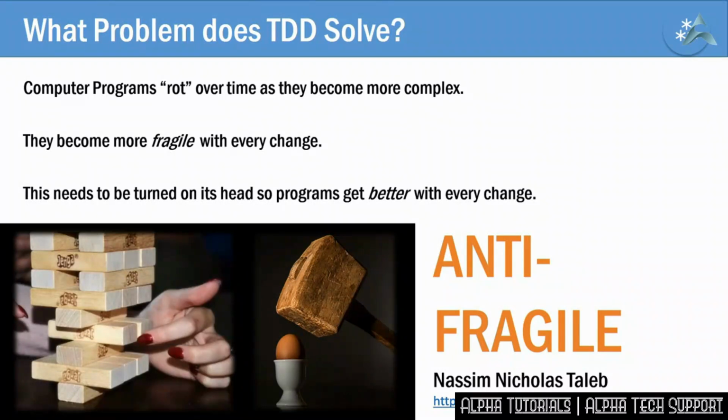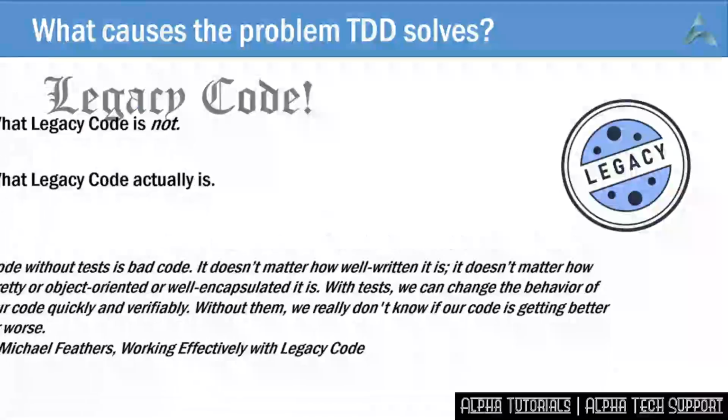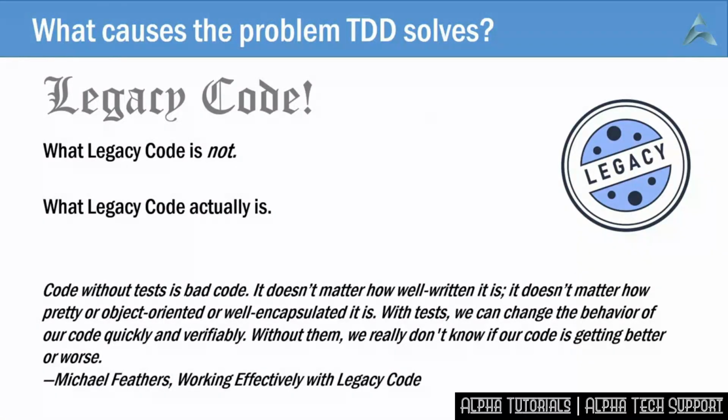In order to solve a problem, we need to know what causes the problem. So what is it that causes programs to rot? It's legacy code. If you ask 10 different people what legacy code is, you'll most likely get 10 different answers. There is an official definition, however.